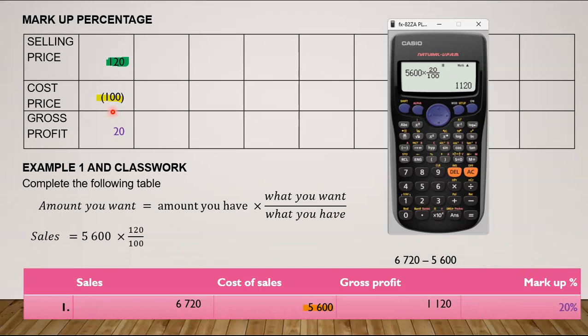That's it. You need to understand that your sales value is not at 100%. It is at 100% plus the markup percentage. Remember that. And your cost of sales value will always be at 100% because we are adding our markup to the cost of sales amount. All right. Let us do more examples.